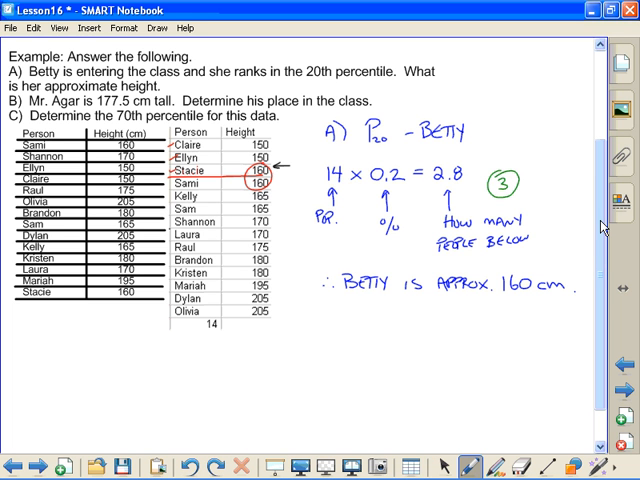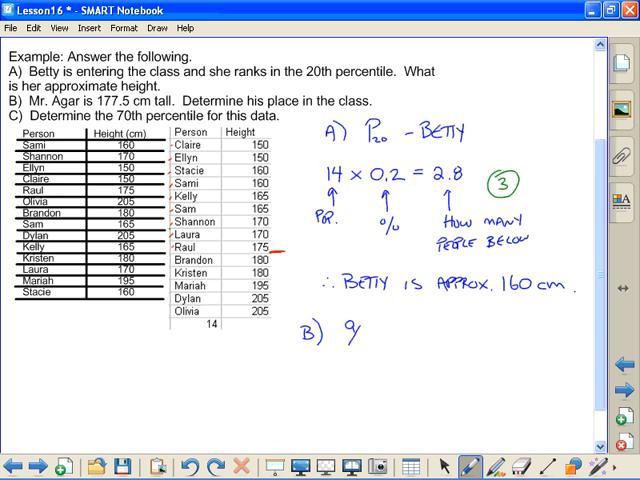B part. Mr. Agar is 177.5 centimeters tall. Determine his place in the class. So 177.5 is right about there. If we count down, 1, 2, 3, 4, 5, 6, 7, 8, 9. So there are 9 people below Mr. Agar if he enters this class, and there are 14.